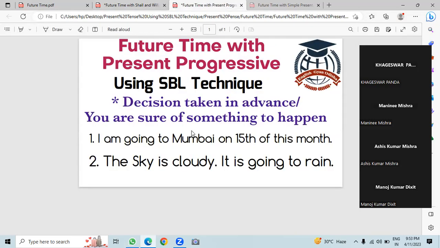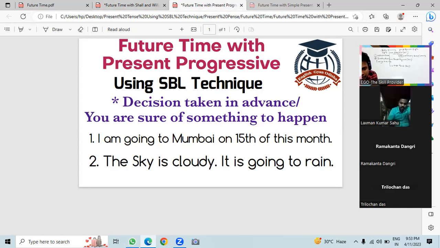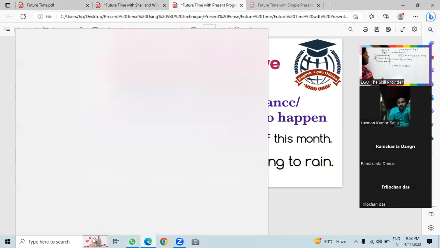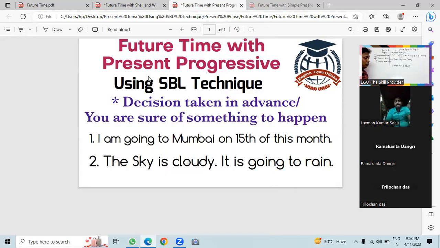Using present progressive. What exactly do you understand? This part is clear to you. Right now, let me erase it. Now let me describe something called future time with the present progressive. And that's very interesting also. Future time with the present progressive. That's very interesting. So where exactly can you use it, there are certain situations.